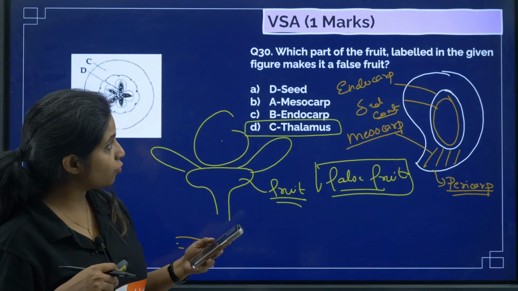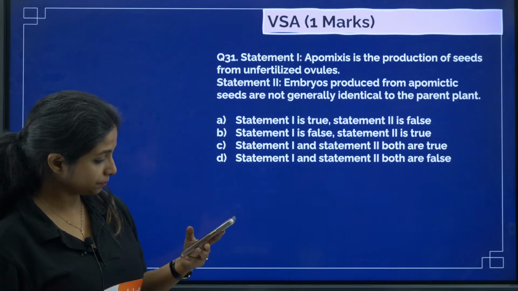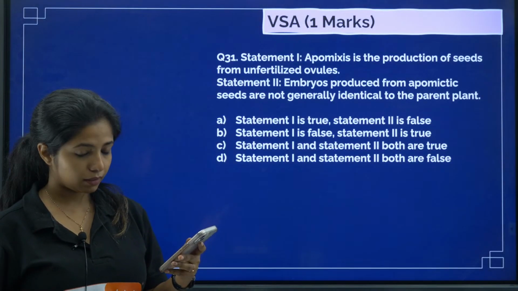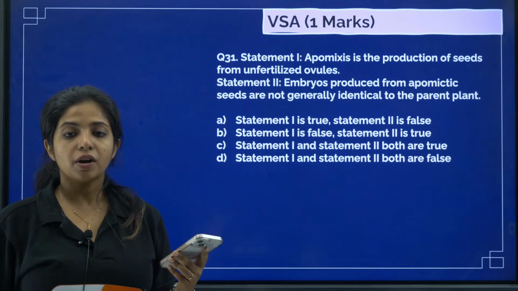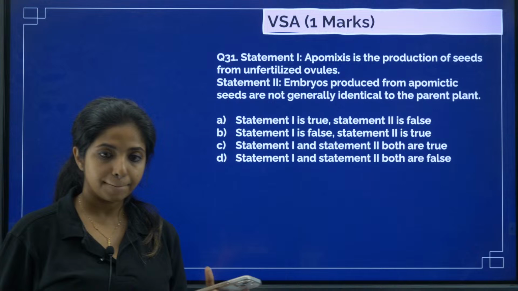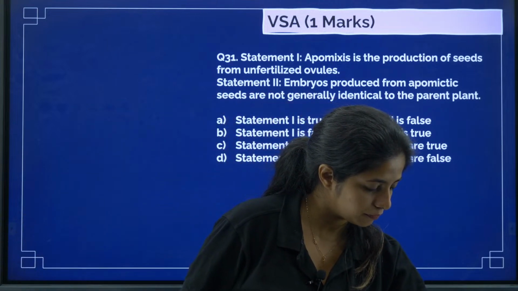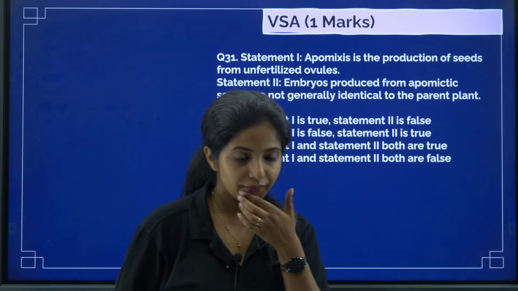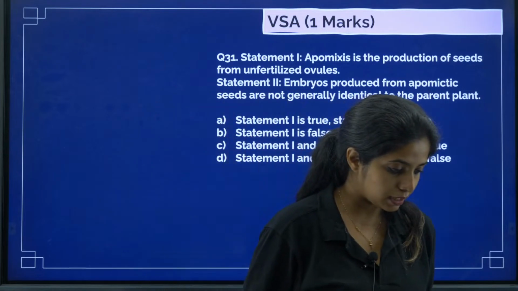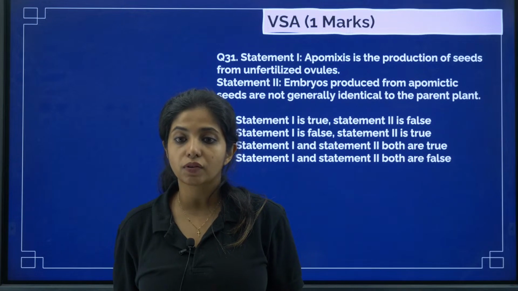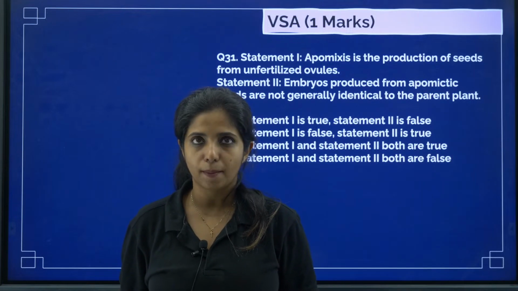Next question. Shall we move on to the next question? 31st one. The statement is, apomixis is the production of seeds from unfertilized ovules. Do you think so? Statement says that apomixis is the production of seeds from unfertilized ovules.